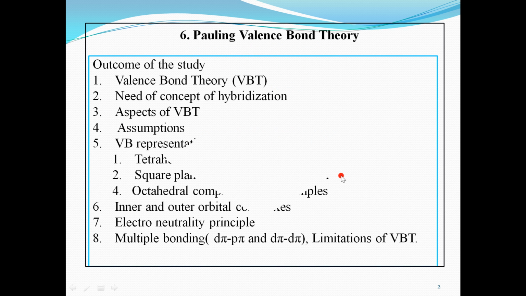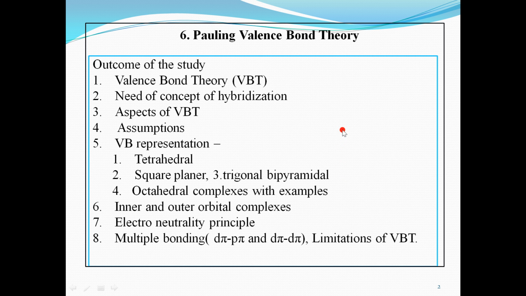Now we will go through the outcomes of this particular theory, valence bond theory, which is shortly termed as VBT. It leads to the concept of hybridization explained by Pauling, and certain aspects of valence bond theory can be explained. There are certain assumptions based on the VB representation for tetrahedral, square planar, trigonal bipyramidal and octahedral complexes, each with one example.